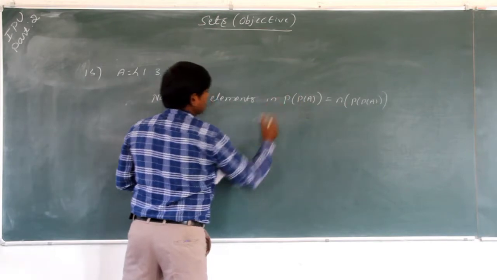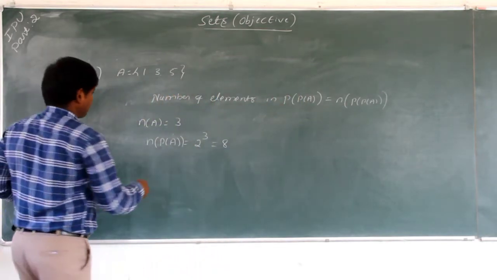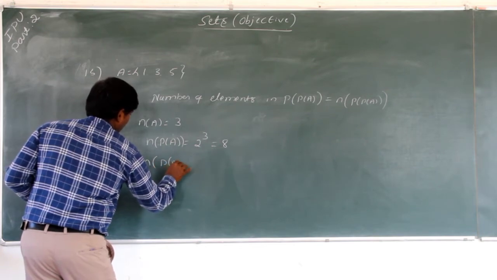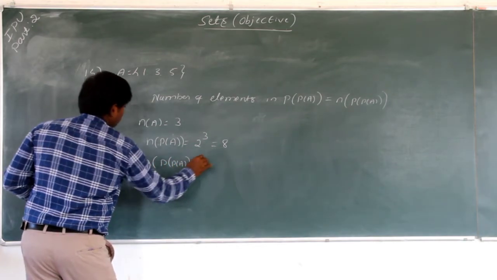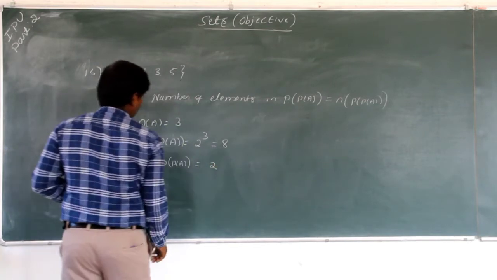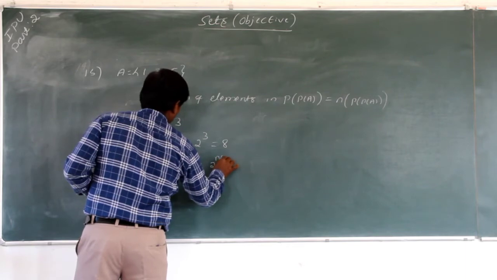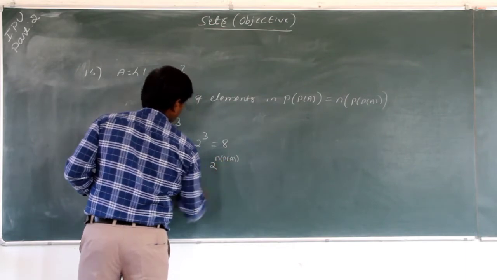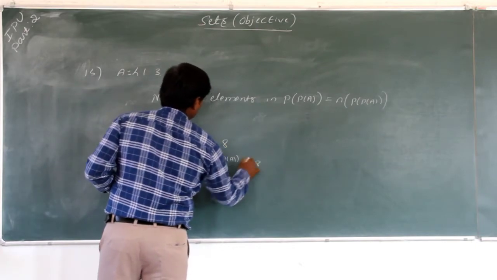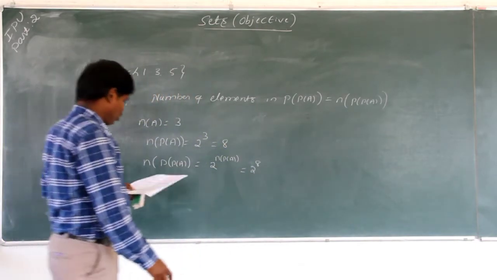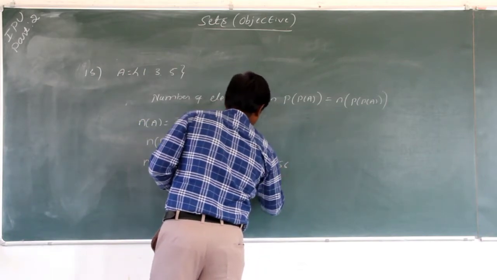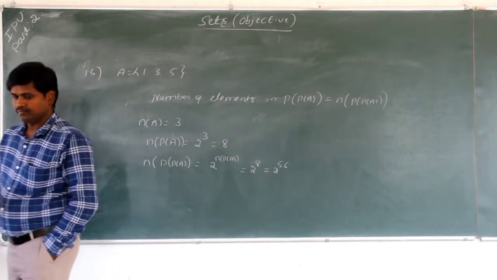Number of elements in this set. So then n of P of A is 2 to the power of n of P of A. So this is the part: 2 to the power of 8, which is 256. Is it clear? So write down.